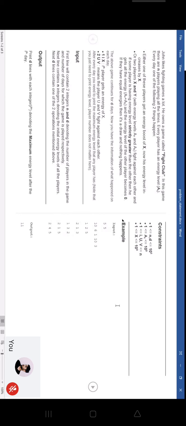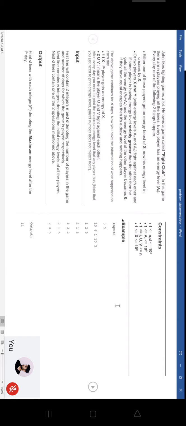Now as their energy levels are different, they are not same, so what you need to do? You need to just have the summation ax plus ay. Now as ax is greater than ay, player x will grab the entire energy of ax plus ay, and the energy level of player y will become zero. So that is the thing actually happening. The reverse thing will be happening if player y is stronger than player x.